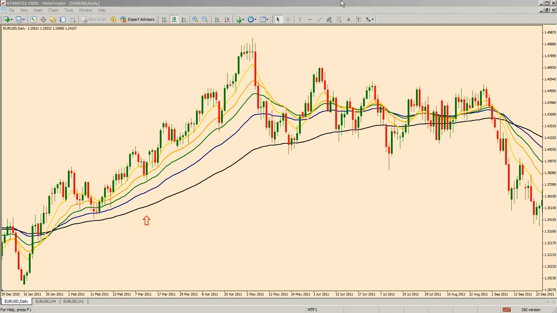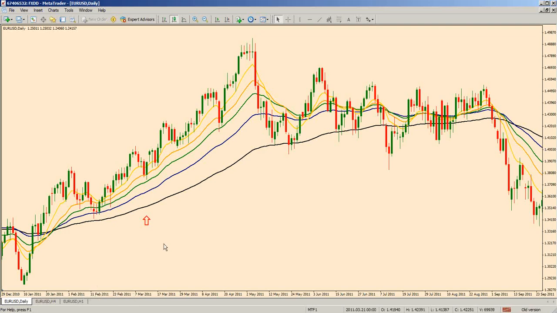Okay, so let's start real quick. This is a historical example, just to illustrate the point to you. First of all, I've got three different time frames here: the daily, 4 hour, and 1 hour on the euro dollar. So once again, daily, 4 hour, 1 hour. Daily is my long term, 4 hour is my intermediate term, and the 1 hour is my short term.